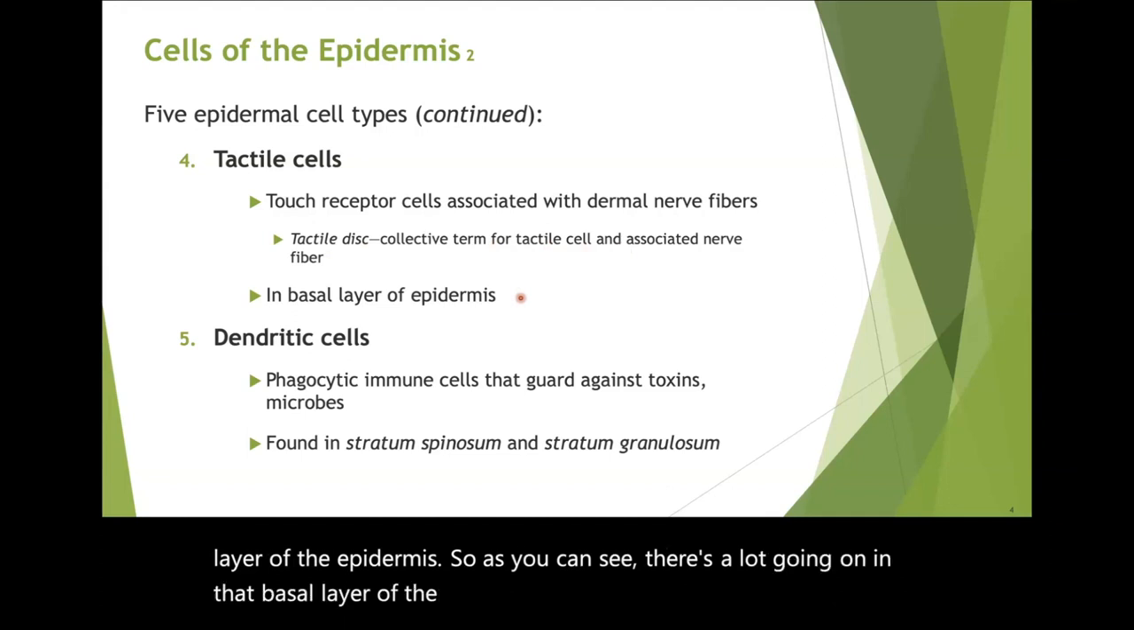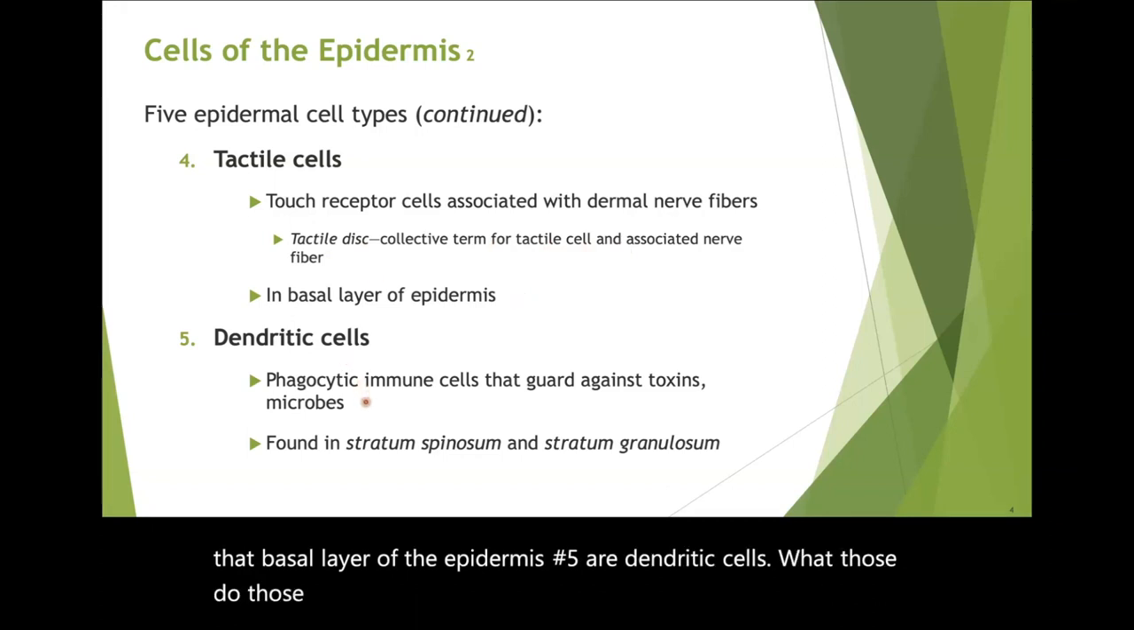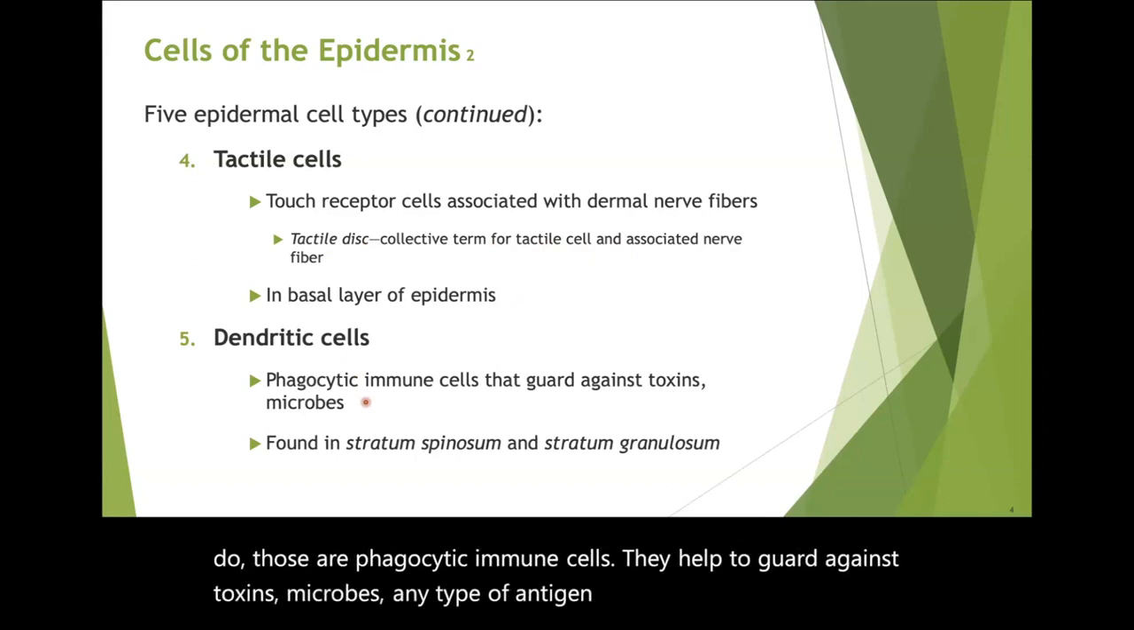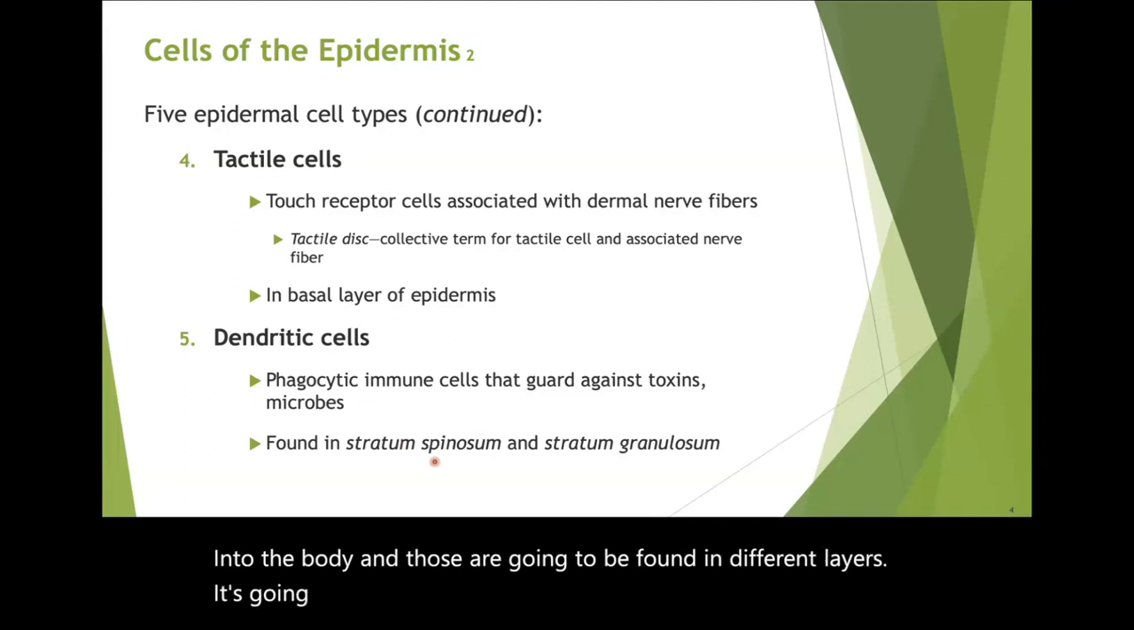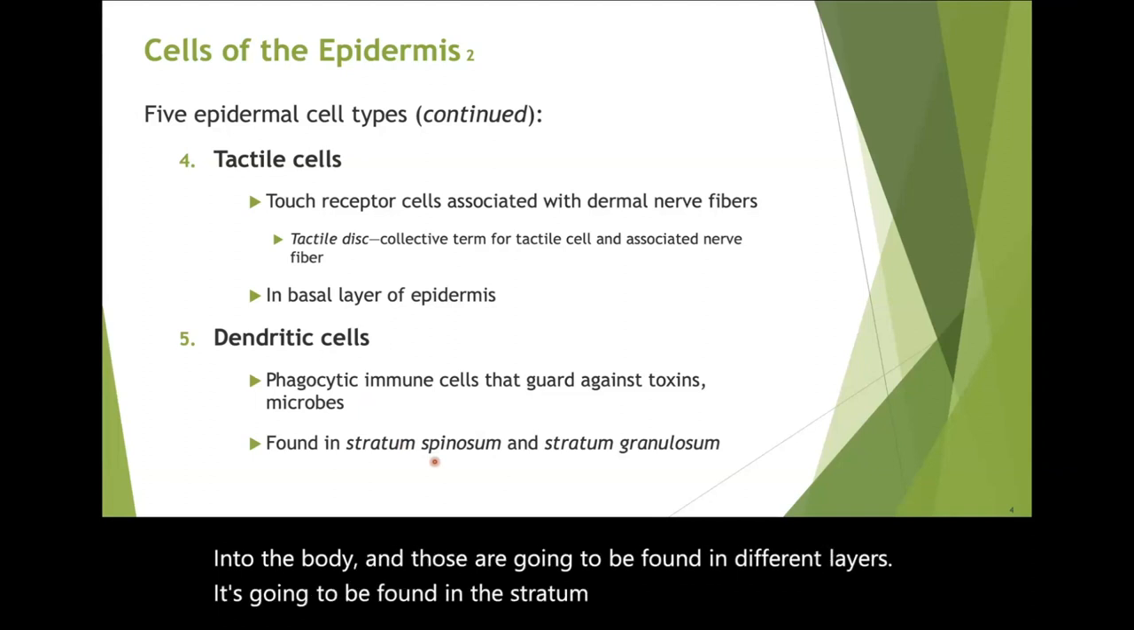Number five are dendritic cells. Those are phagocytic immune cells. They help to guard against toxins, microbes, any type of antigen that is trying to make its way into the body. And those are going to be found in different layers. They're going to be found in the stratum spinosum and the stratum granulosum.